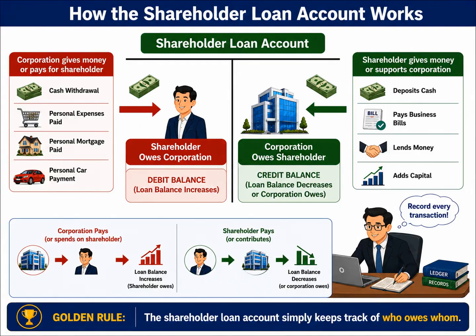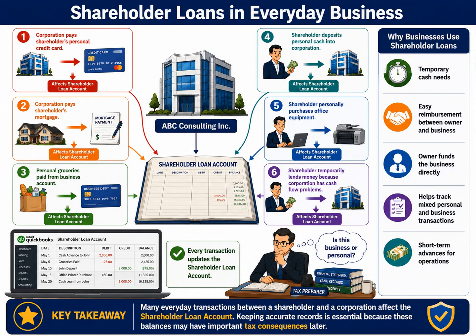In day-to-day bookkeeping, shareholder loan transactions occur far more often than most business owners realize. Almost every time money moves between the shareholder and the corporation outside of salary or dividends, the shareholder loan account is affected. For example, if the corporation pays the shareholder's personal credit card bill, personal mortgage, or even personal groceries using the corporate bank account, those payments are recorded in the shareholder loan account because the corporation has effectively advanced money to the shareholder. The opposite is also common.